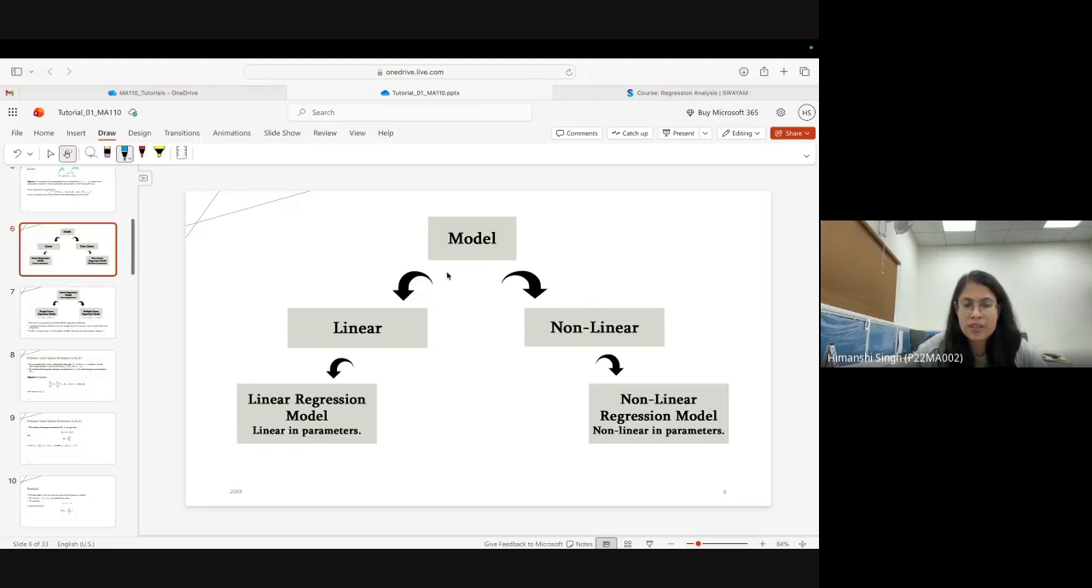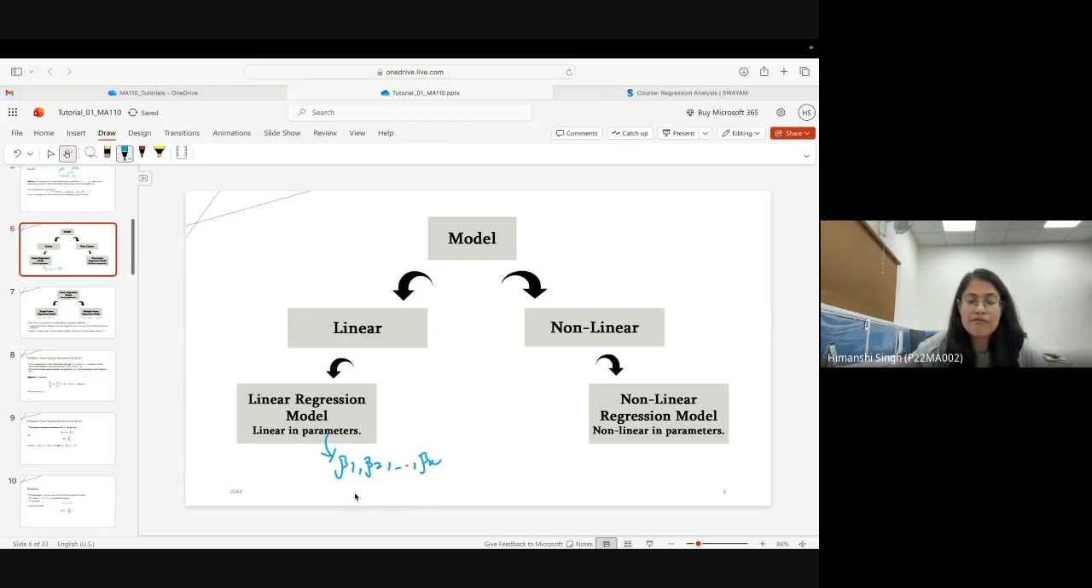Okay, today we will be focusing on linear models only. The model can be a linear regression model. We are saying linear regression model, which basically means that the model is linear in parameters. Linear in parameters means the parameters which we have discussed, like beta 1, beta 2, beta k. So it is linear in parameters.